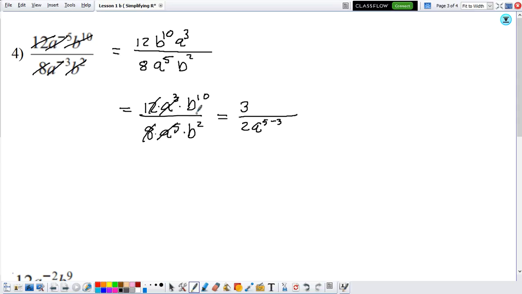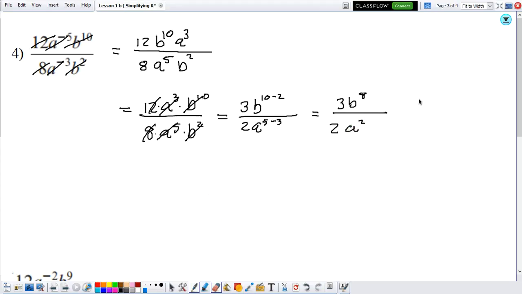Now look at the b's, they're still dividing. Where's the highest exponent? The highest exponent is on top, so if you're dividing, the rule says that you need to subtract the exponents. So that takes care of the b's. And now we just simplify. 3, 10 minus 2, so that's 8. 2, 5 minus 3, so that's 2.